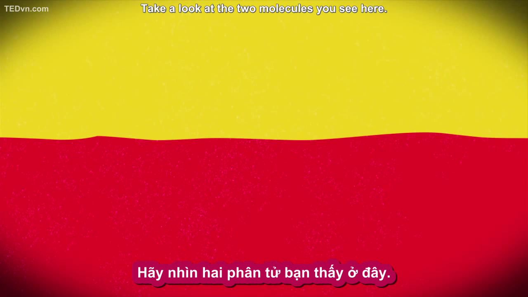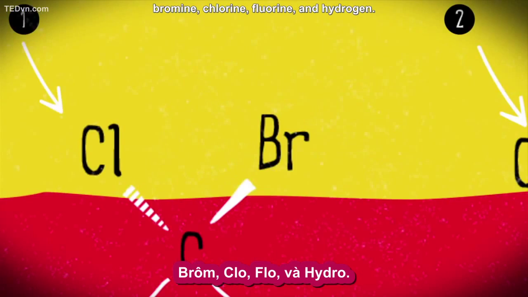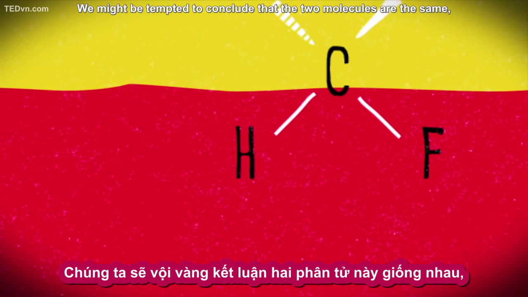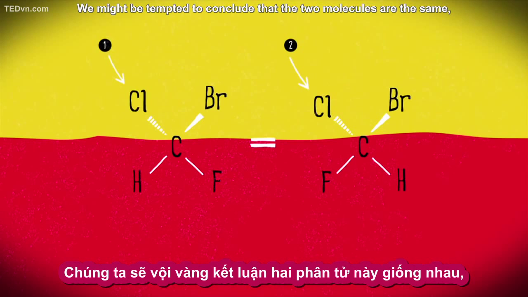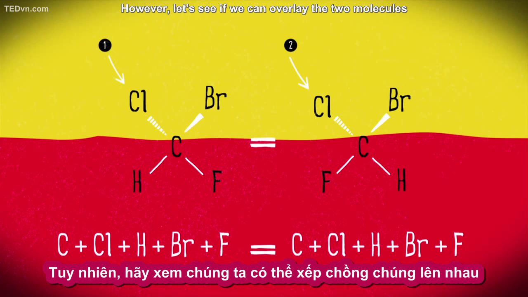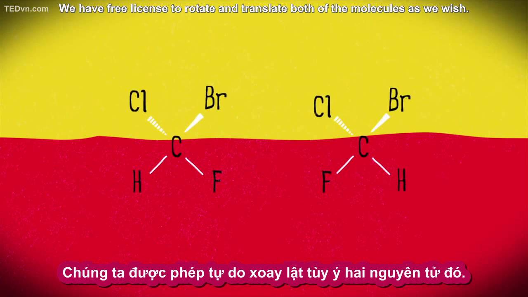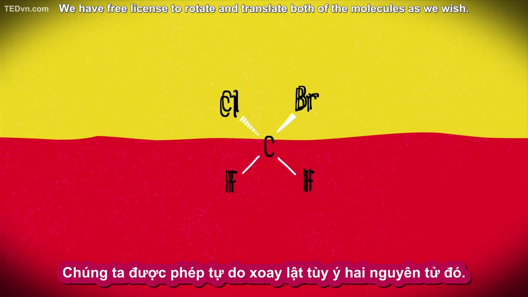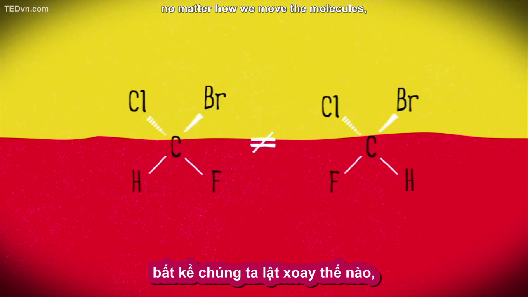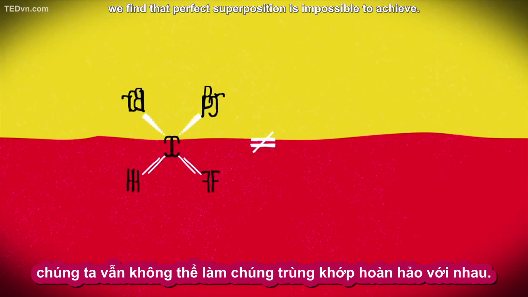Take a look at the two molecules you see here. Each one is characterized by a central tetrahedral carbon atom bound to four different atoms: bromine, chlorine, fluorine, and hydrogen. We might be tempted to conclude that the two molecules are the same if we just concern ourselves with what they're made of. However, let's see if we can overlay the two molecules perfectly to really prove that they're the same. We have free license to rotate and translate both of the molecules as we wish. Remarkably though, no matter how we move the molecules, we find that perfect superposition is impossible to achieve.